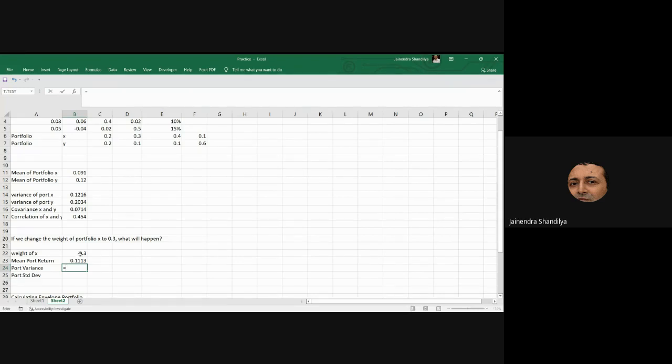This weight, I will have to make it a square. Why? Because this is the way the formula is, and then the variance of X, which is this, plus 1 minus this weight, and again I will have to make it a square, into the variance of Y, because it is W1 squared sigma X squared plus W2 squared sigma Y squared. And then the third term of the portfolio variance is 2 into this, covariance of X. Yeah, you can do that also.